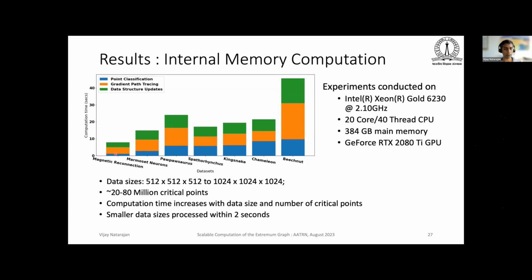As compared to the previous approaches using the Morse-Smale complex, where the runtime, even for the smallest of these data sets, the magnetic reconnection, was about a few hundreds of seconds. Data sizes which are smaller than the 512 cube run within a couple of seconds. So I don't even show them here.